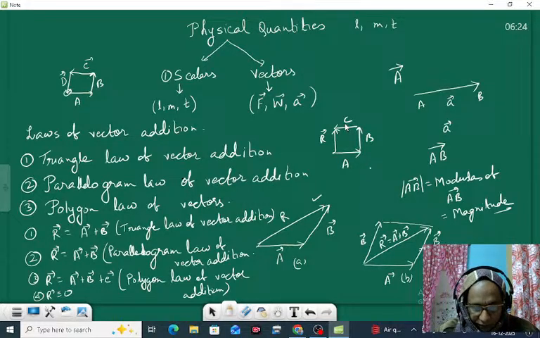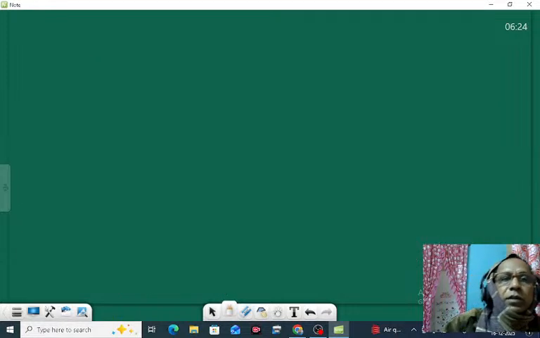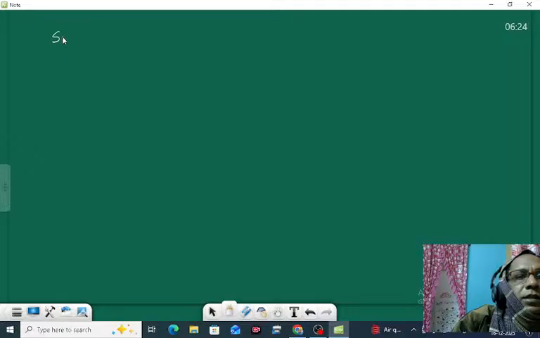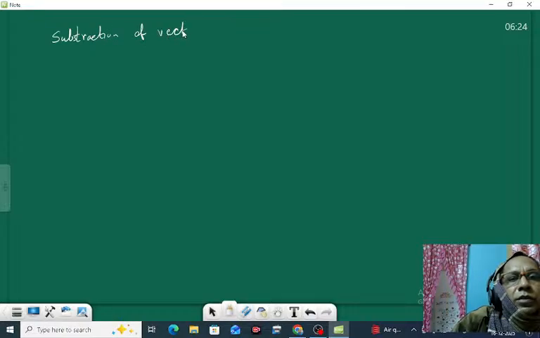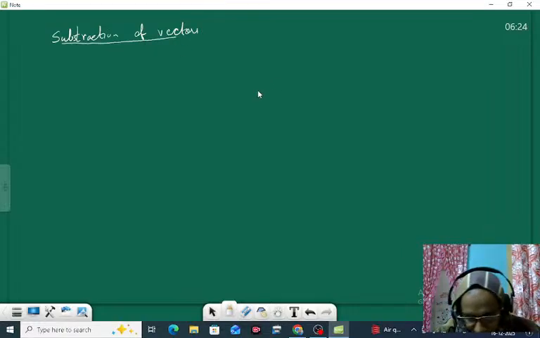Now we learn the general law of vector addition. Now we learn the subtraction of vectors, how you make the subtraction of vectors. This is the addition of vectors. Now we learn the subtraction of vectors. In subtraction of vectors, suppose there are two vectors, one is vector A, another is vector B, right?